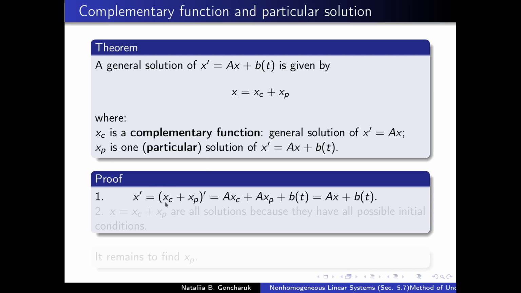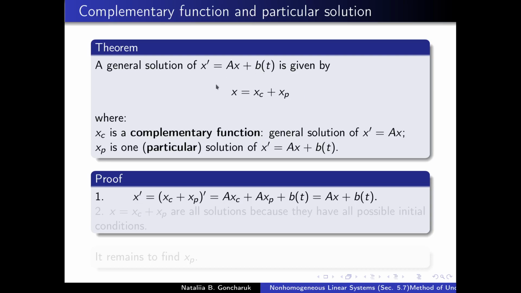So x prime is xc prime plus xp prime. Now xc by definition satisfies this equation, x prime equals Ax, so I just write Axc here, and xp prime is equal to the right hand side of the non-homogeneous equation for xp, because we know that xp solves the non-homogeneous equation. And then if you look at this expression, you will see that this is just Ax plus b of t, so x is indeed a solution. I have proved that this thing is a solution.